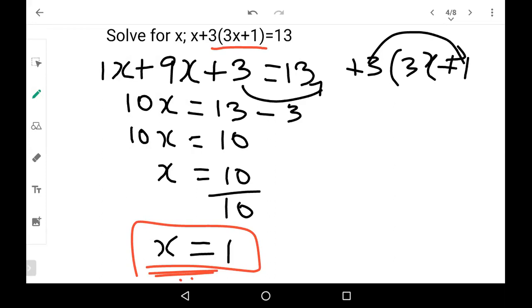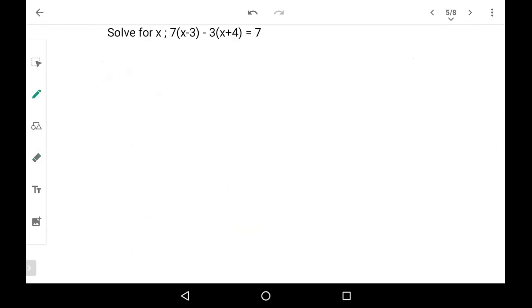Understood? Any doubt still here? Slowly the difficulty level of the equations will increase. Okay. So these are simple problems. Slowly you will have the difficulty increasing. Okay. We'll do one more problem. This might be the last problem. We'll do one more.